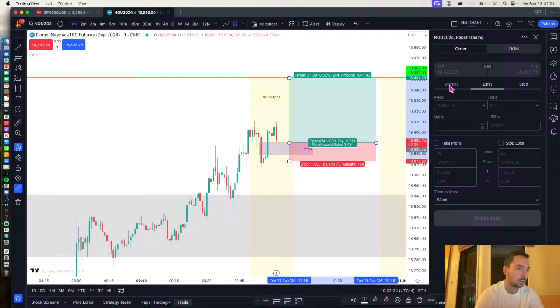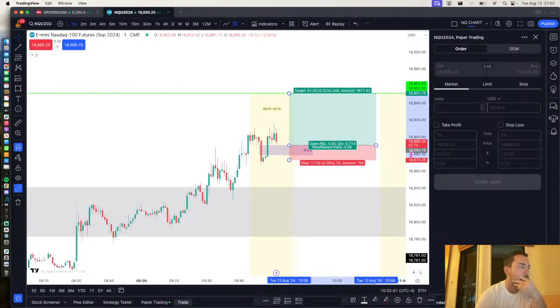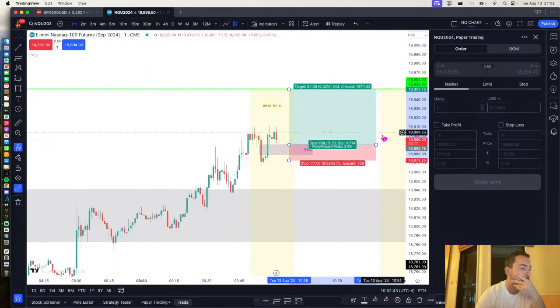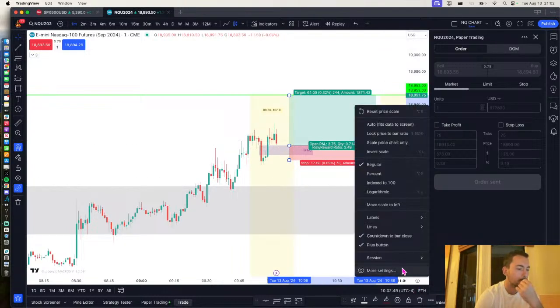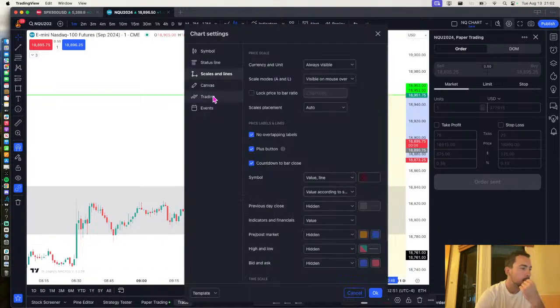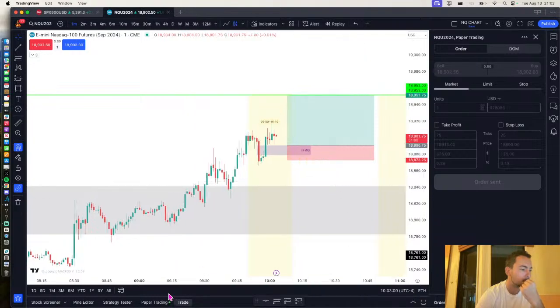Oh, whoops, I didn't want a limit order, I wanted a market order. This is a weird thing that happens with TradingView, and I don't know why it happens, but it just does. It doesn't show my orders. Is there a setting issue here? Let me see. If I go to my settings and I go to trading, all my positions are up. So why is it not showing the positions? That's what I don't understand. It's very weird, and I don't know why that happens.